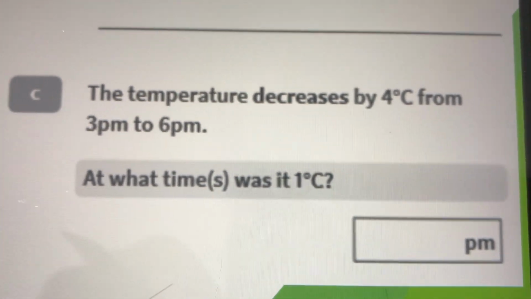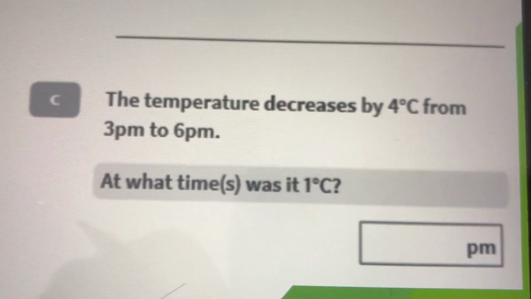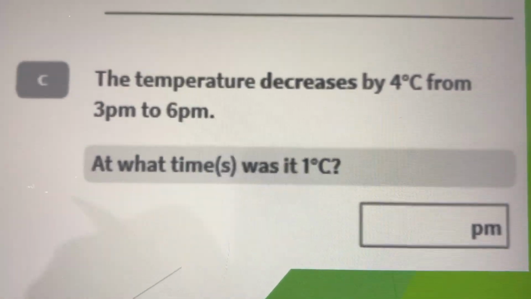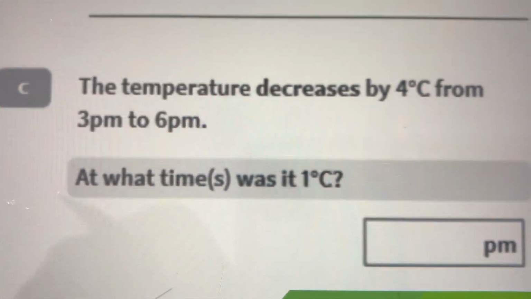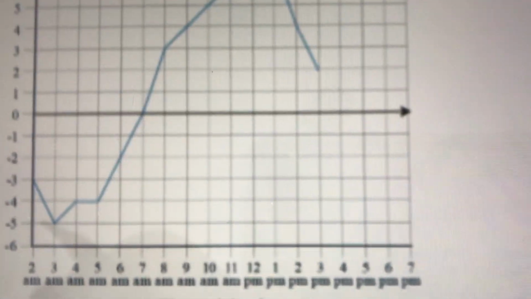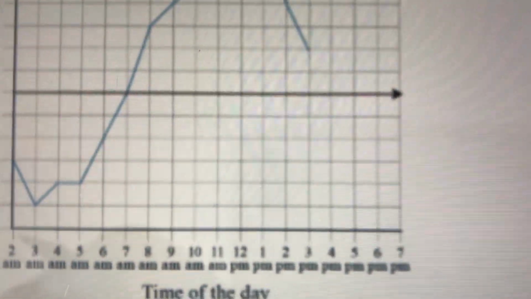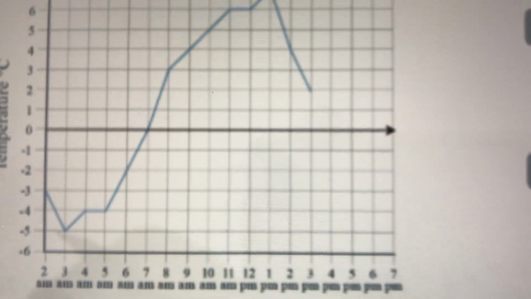And the final question. The temperature decreases by 4 degrees from 3 p.m. to 6 p.m. At what time was it 1 degree? Now, really this question should say decreases at a consistent rate or a constant rate. It doesn't, so I think it wants us to assume that. So looking at the graph, it's saying it went down 4 degrees to -2, because it's on 2 at the moment, at 6 o'clock. So you need to plot that line.